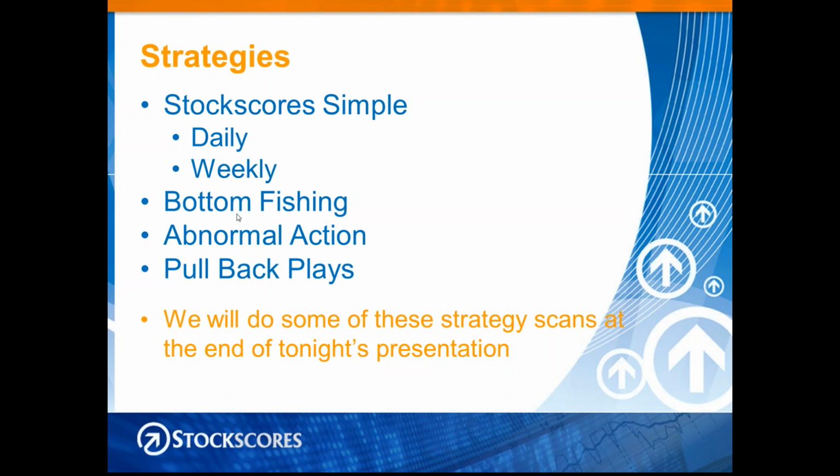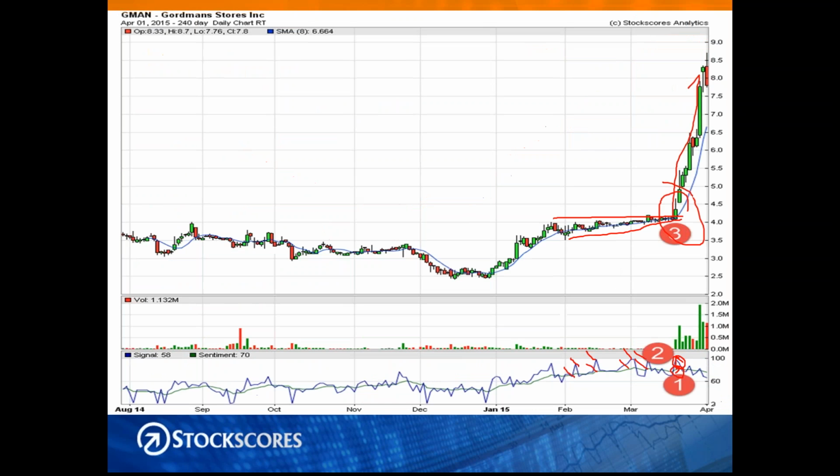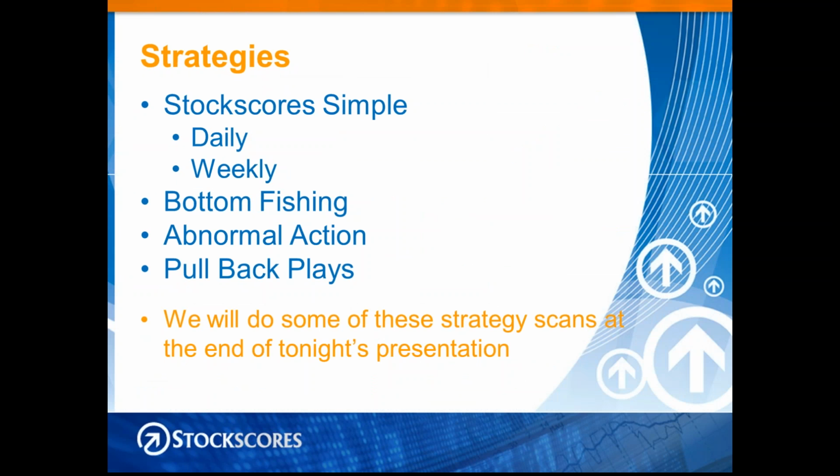So one of the examples that I showed you, the GMAN, this one, fit the criteria of the abnormal action strategy at point number 3 there. And that's how you could have found that particular stock.